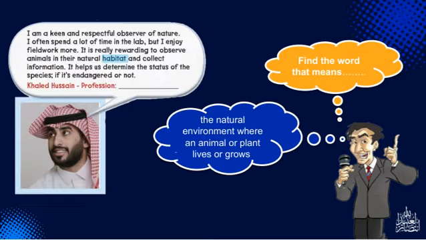All right, let's take a closer look at this slide. We're talking about the natural environment where an animal or plant lives or grows. This is a fundamental concept because an organism's habitat directly impacts its survival and behavior. When I say natural environment, I mean the place that provides all the things an organism needs, like food, shelter, and mates. Now, the slide asks us to find the word that means this. Think about it. It's a term we often hear in biology and ecology. It's the specific area or place that naturally supports a particular species.